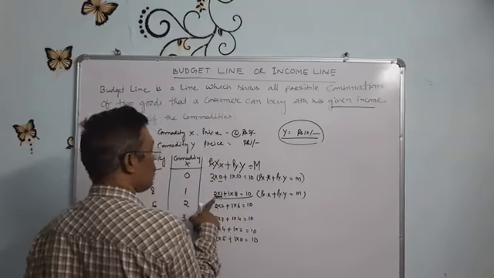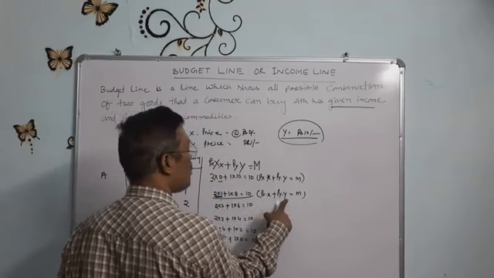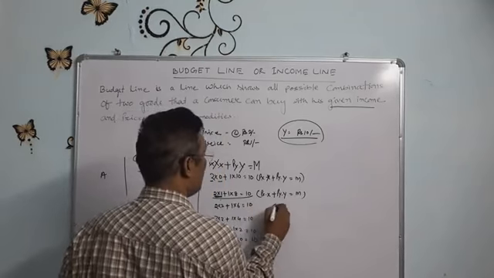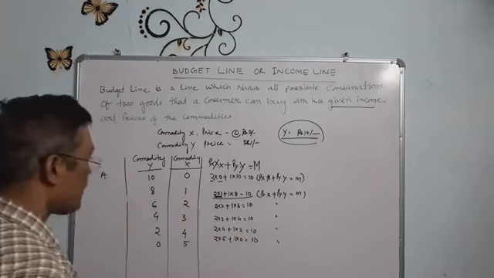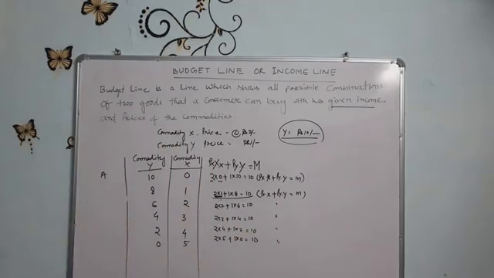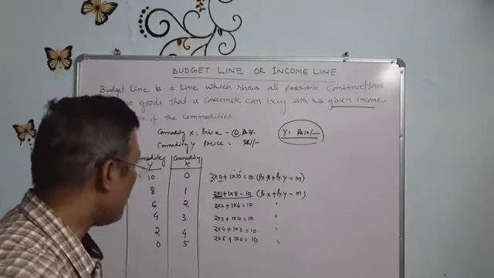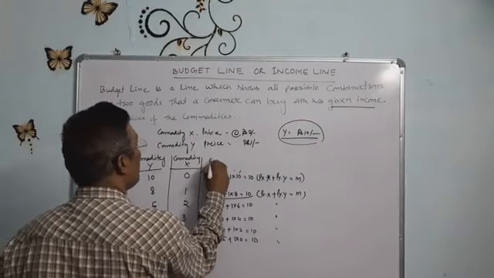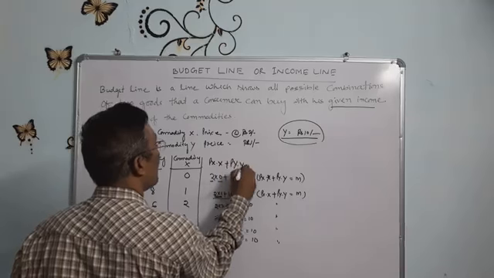Similarly, Px into X plus Py into Y equal to M. Price X is 2 into 1 commodities, price Y is 1 into 8 commodities, equal to 10. So in all the cases, Px into X plus Py into Y equal to M. So I will write here that all the money is spent by the consumer: Px into X plus Py into Y equal to M.